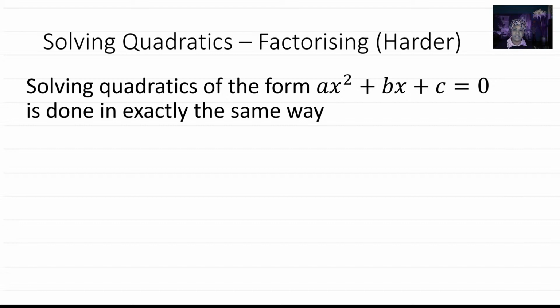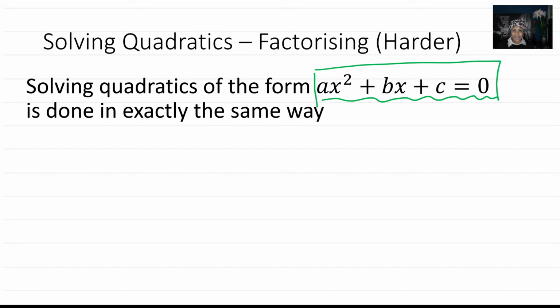We tend to call these harder quadratics. Now, if you see this form, this is the general quadratic form, okay? Ax squared plus bx plus c. So the ones we've been doing so far, we didn't have a number there. Didn't we have a number? Think about it, because earlier on I said it's not 0.